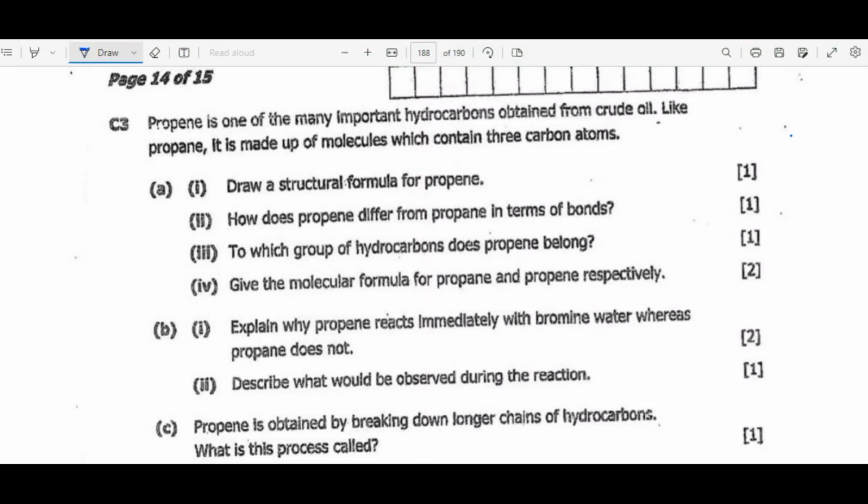Welcome guys, we have a question from chemistry. Now the question reads, propene is one of the main important hydrocarbons obtained from the crude oil. Like propane, it is made up of molecules which contain 3 carbon atoms. Now let's look at maybe some basics.